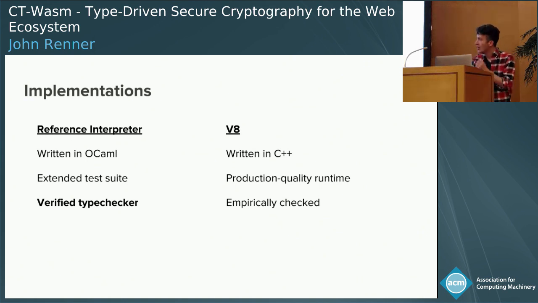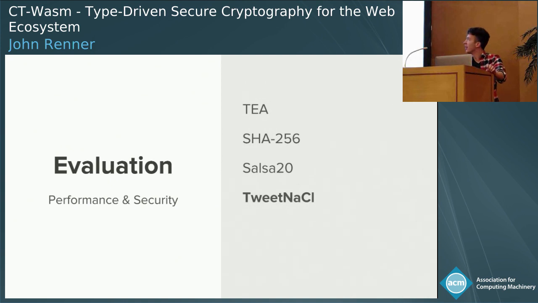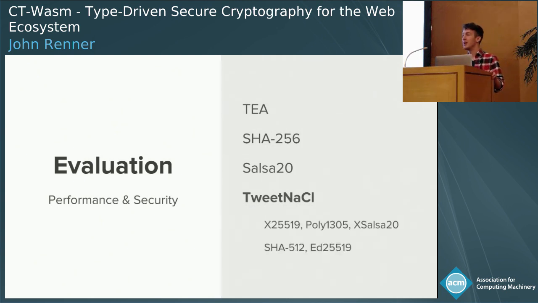To evaluate our runtimes, we created several crypto implementations: the Tiny Encryption Algorithm, SHA-256, which is a hashing algorithm, Salsa20, which is a stream cipher, and TweetNaCl, which is actually a reasonably large library of crypto algorithms that all work together with a higher level API. If you're familiar with NaCl, it's just a WebAssembly version of it. And these show that there's many different kinds of crypto algorithms that we're able to implement successfully, again, using untrusted functions.